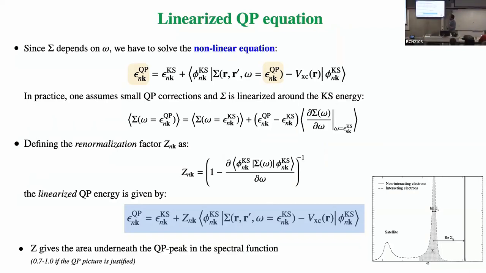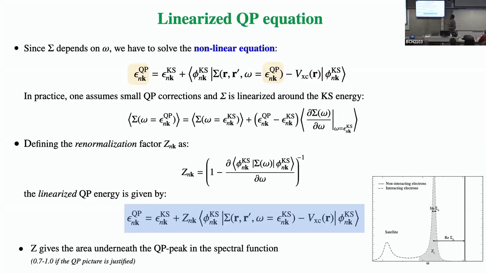It depends on the system, but in, let's say, simple sp materials, usually the corrections are relatively small. So this suggests expanding the self-energy using a Taylor expansion around the Kohn-Sham. So we assume that the correction is small, and we expand the self-energy using this standard Taylor expansion. And we also introduce the so-called renormalization factor, which depends on the derivative of the self-energy with respect to omega.